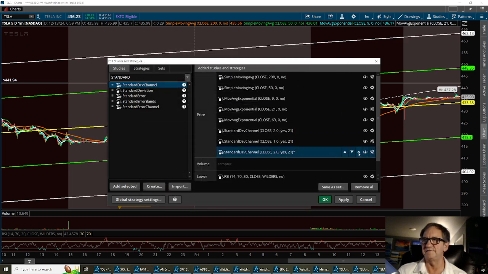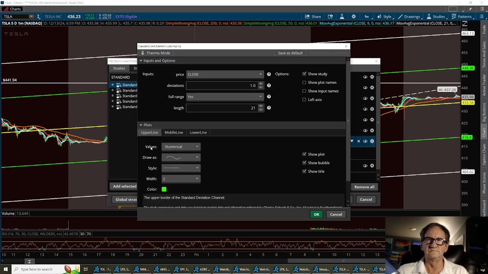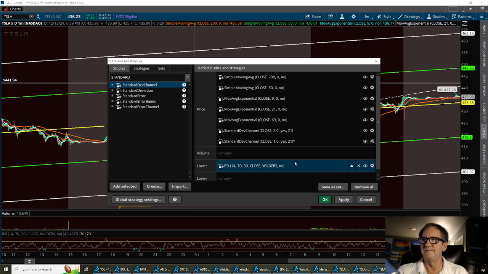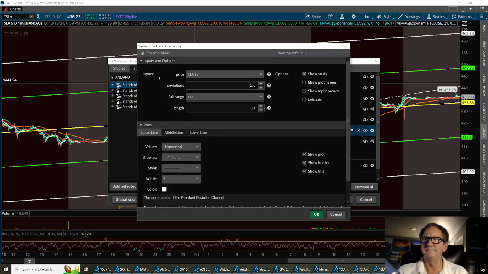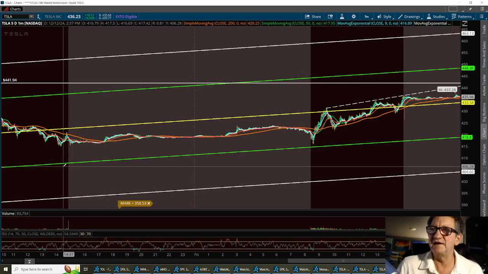So I'm going to take this off so I don't get it messed up. I've got my 1 and my 2 set up. The upper line is green, the middle line is yellow, and the lower line is also green. And that's on the 1 deviation. And on the 2, I have it set up with white, with the middle still being yellow, and the lower band also white. So that's the standard deviation channel.